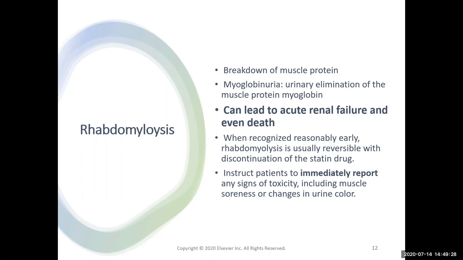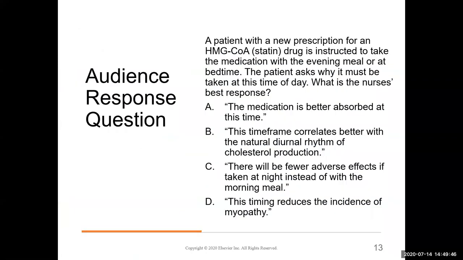When it's recognized early, rhabdomyolysis can be reversed. It's reversible. We stop the statin drug, support the patient with pain relievers if needed, and give fluids to help the kidneys. And then they can never take statins again, but they can take some of the other classifications on that list. So I have a question for you to wrap this up.